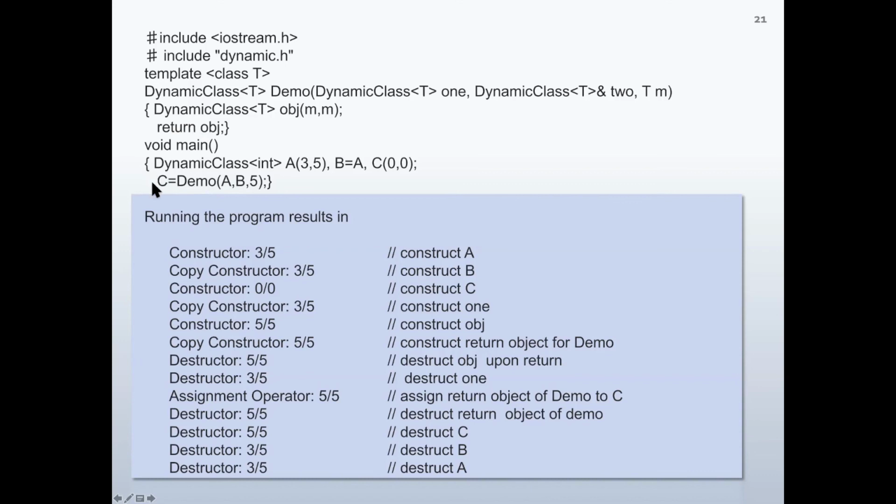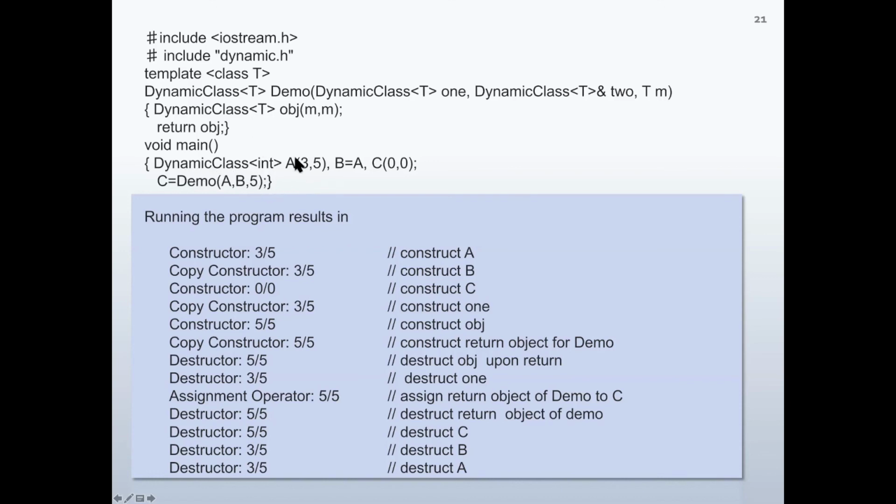and it is used for the assignment operator. So there is a call to the assignment operator. Here the return object has values 5 and 5 as the member values. And then the return object is destroyed. The destructor is called for the return object, which has member values 5 and 5. After that, we are at the end of the main part.